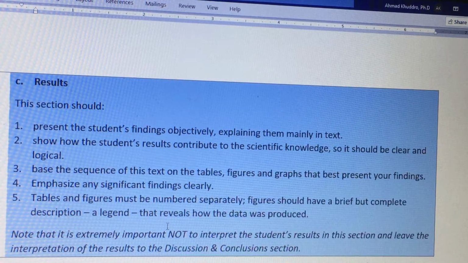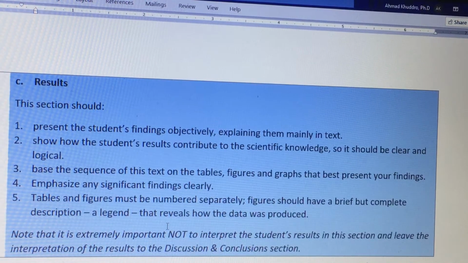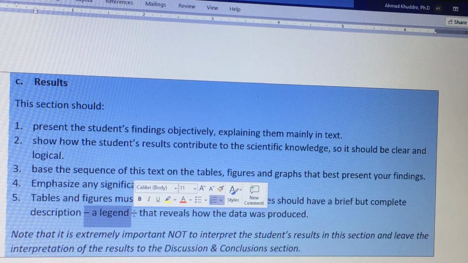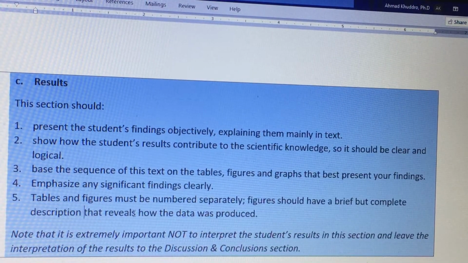And the tables, of course, and the figures must also be numbered separately. So the tables are numbered separately from the figures. The figures should be brief, of course, but a complete description should reveal how the data was produced.